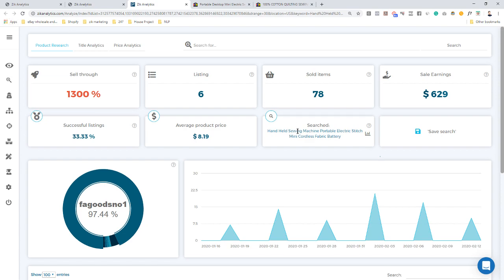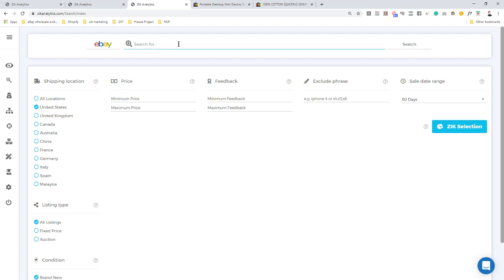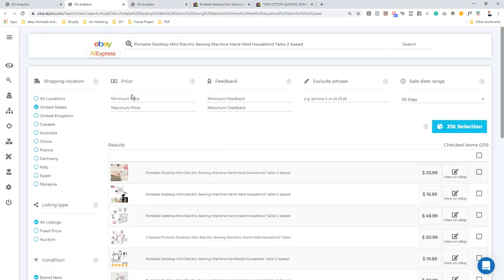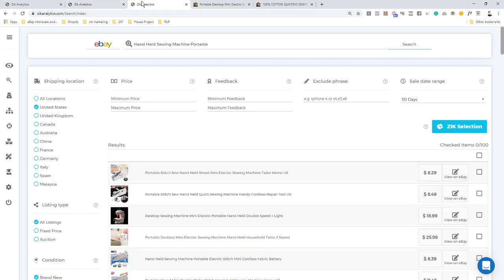Now, let's go back and try to research the keywords that define the niche. Handheld sewing machine. Let's leave the portable. Click the scan. Let's come back here. Again, here 19 sellers. Less interesting. We always look for 15 or less. Let's try to make the niche portable desktop mini. So let's say just desktop mini electric sewing machine. Let's see if we get different results.